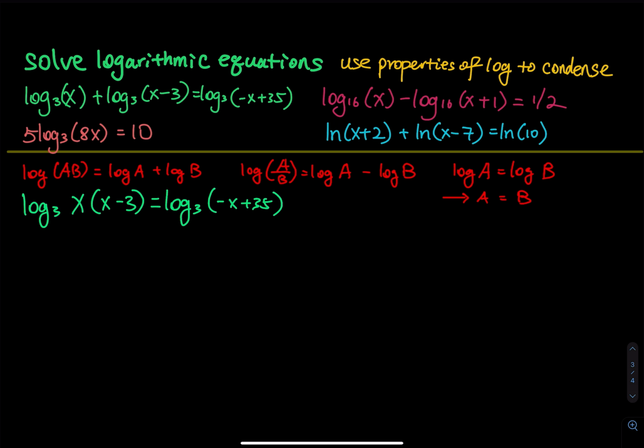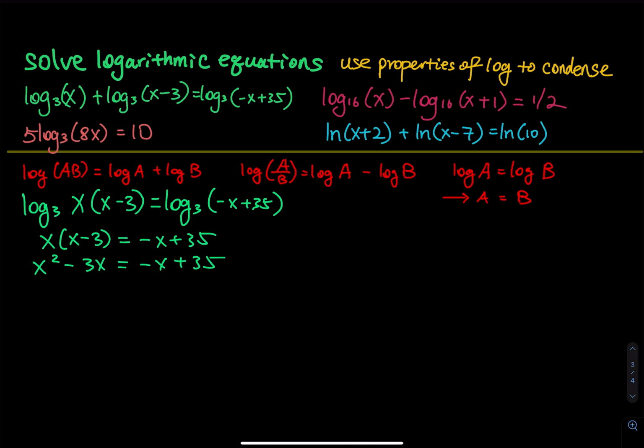Now check. Left side is base 3, right side is base 3, and then you have this on the left and then this on the right. So therefore, using the one-to-one property, you can set them equal. X times x minus 3 equals minus x plus 35. And then we solve for x. Left side distribution: x squared minus 3x equals negative x plus 35.